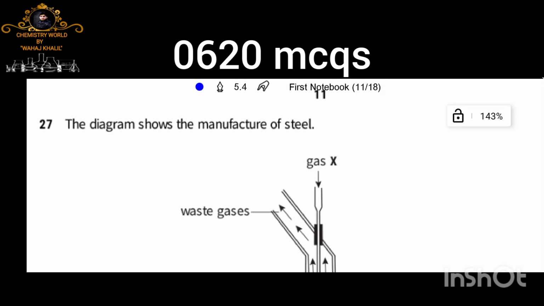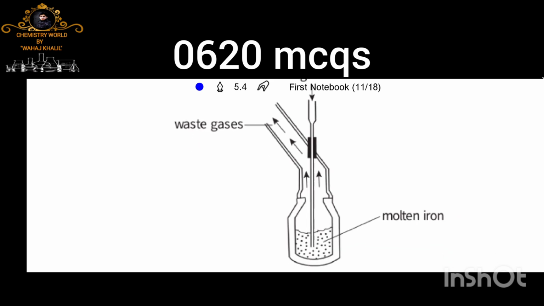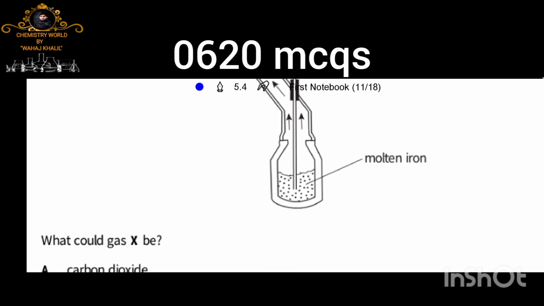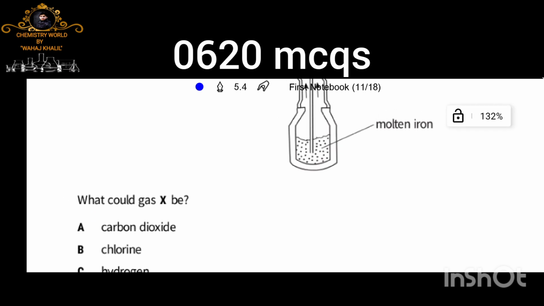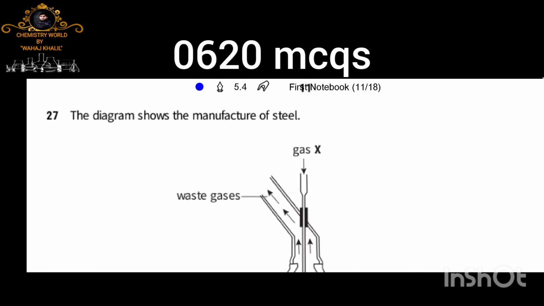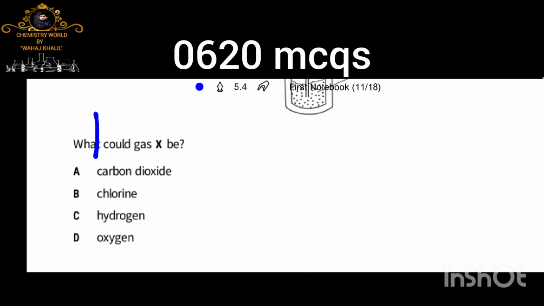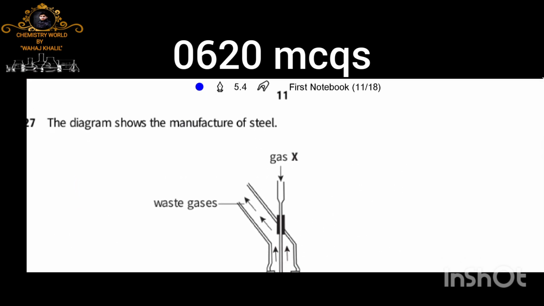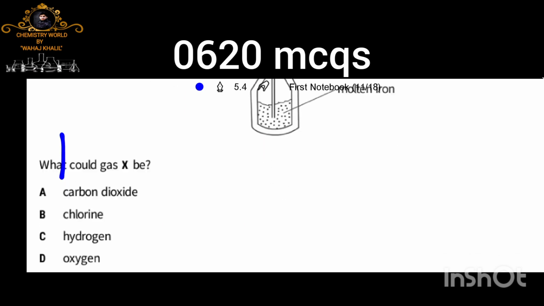The diagram shows the manufacture of steel. We have to detect which gas X is added. So what would gas X be? For the manufacture of steel, we have to remove carbon from the iron, so we have to add oxygen. So it's option D.